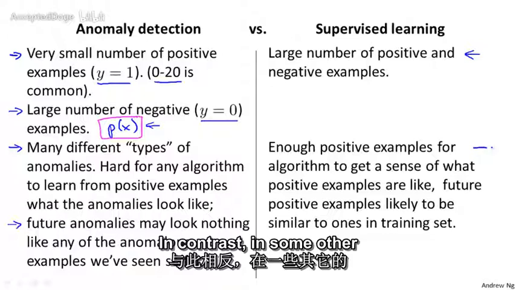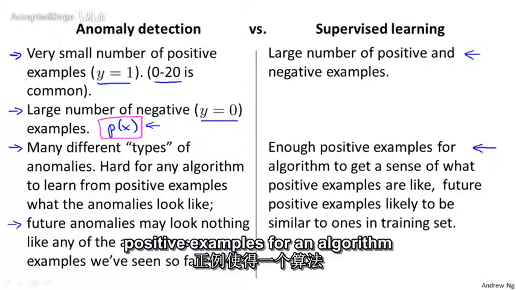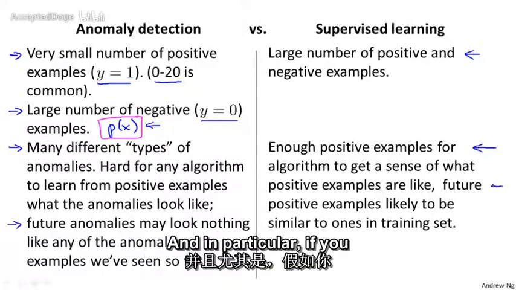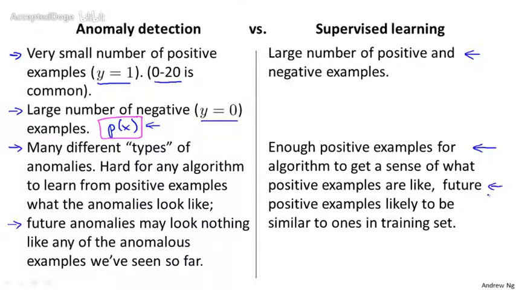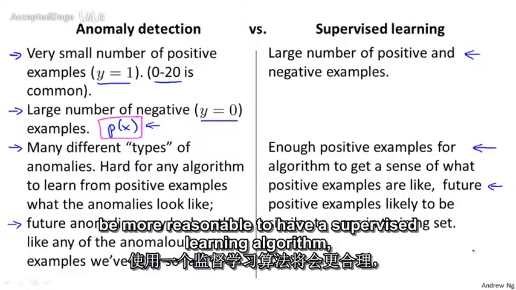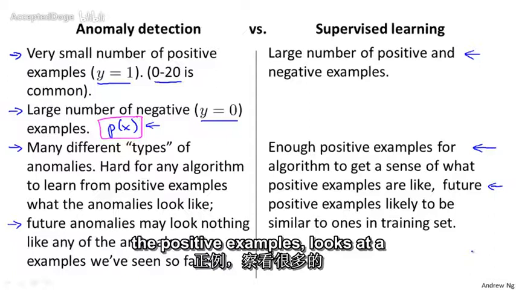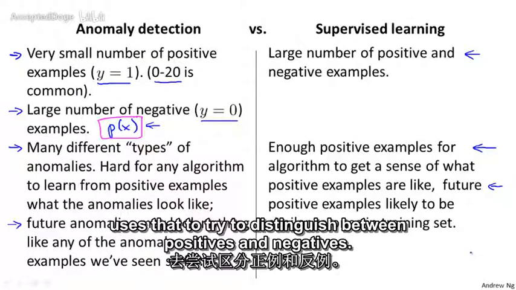In contrast, in some other problems, you have enough positive examples for an algorithm to get a sense of what the positive examples are like. And in particular, if you think that future positive examples are likely to be similar to ones in the training set, then in that setting, it might be more reasonable to have a supervised learning algorithm that looks at a lot of positive examples, looks at a lot of negative examples, and uses that to try to distinguish between positives and negatives.